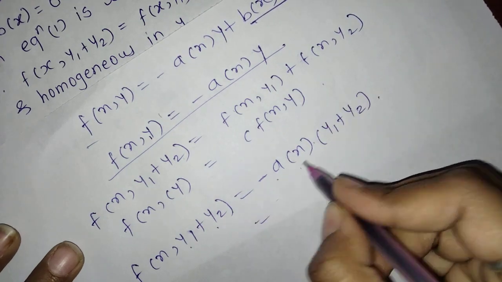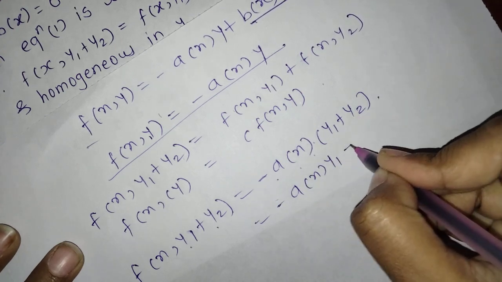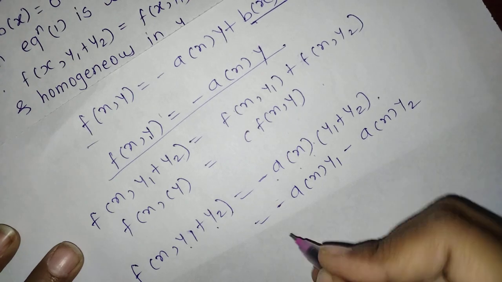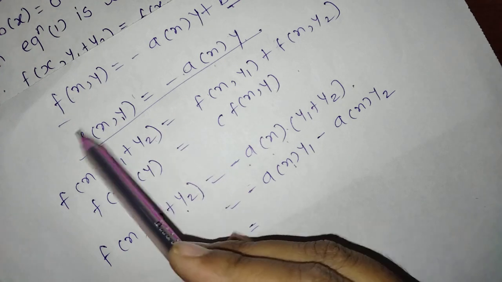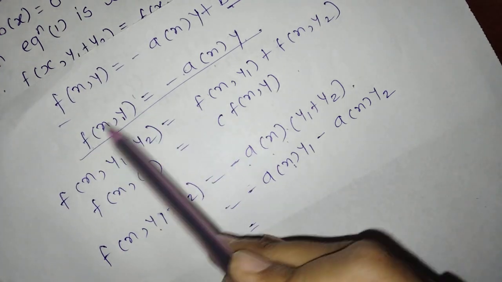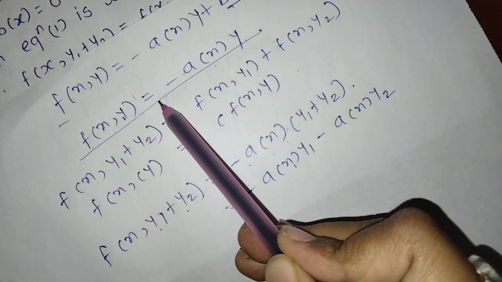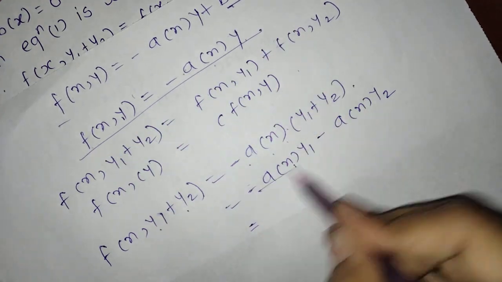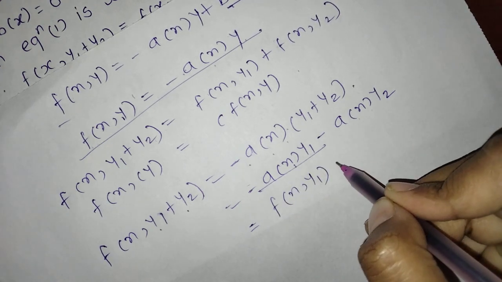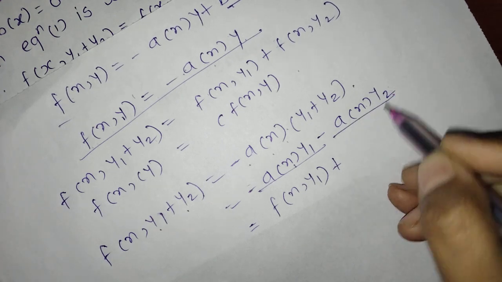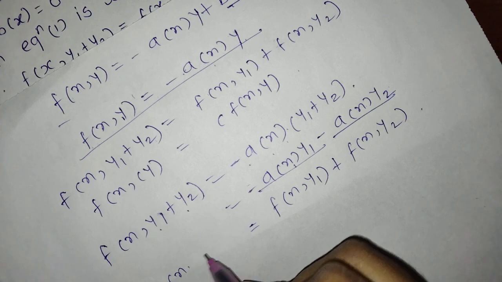Now multiply -a(x) to this, we get -a(x)y1 - a(x)y2. Since f(x,y) = -a(x)y, f(x,y1) = -a(x)y1, so this becomes f(x,y1). Similarly, -a(x)y2 becomes f(x,y2). So the first condition is satisfied.